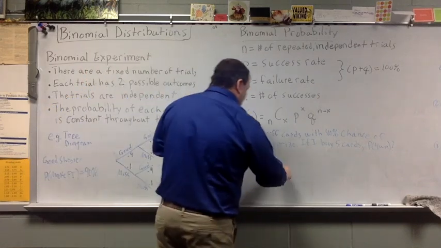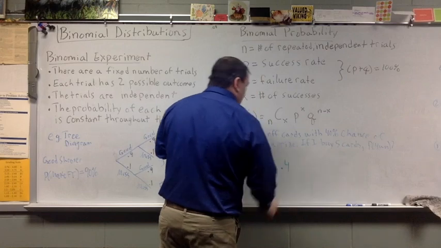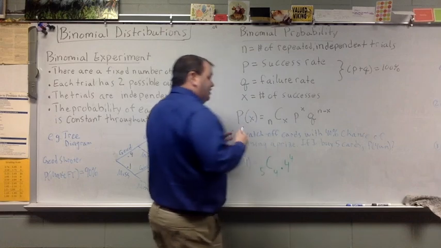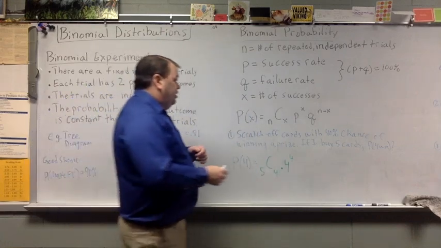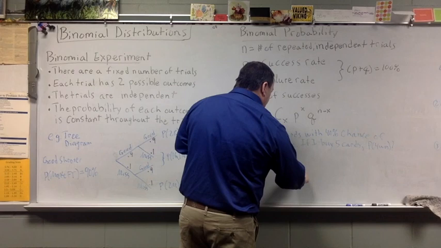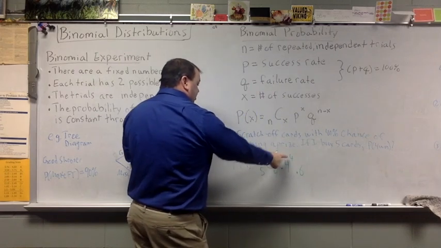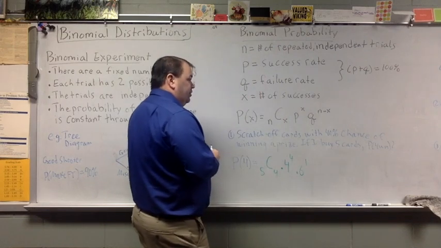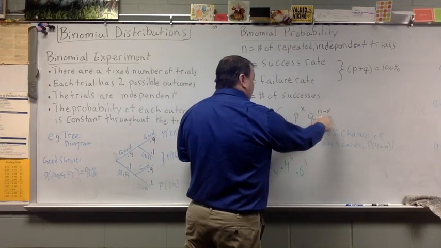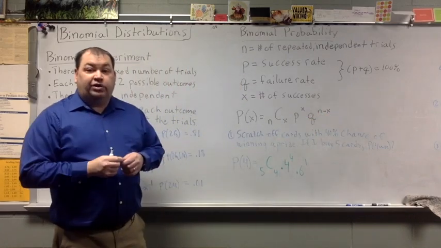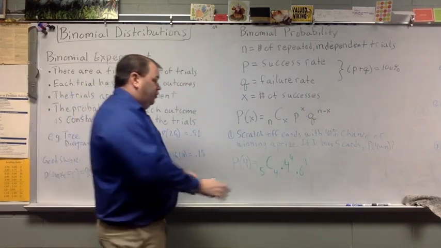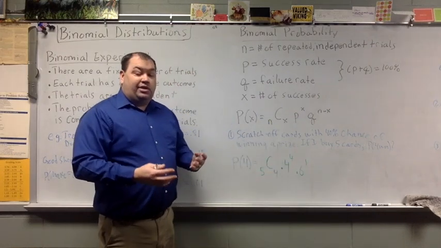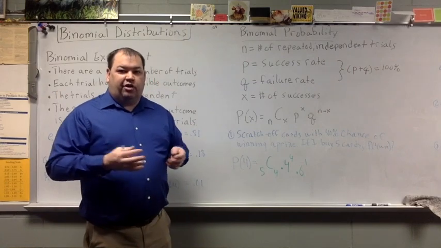So my success rate is 0.4, and I'm talking about having 4 successes. Now my failure rate then would be 0.6. If 4 of them are successes and there's 5 trials, then one of them must be a failure. That's where this comes from. 5 trials, 4 winners means 1 loser, 1 failure. So if I calculate this out, I will know what my probability is of getting 4 winners out of those 5 cards that I bought.